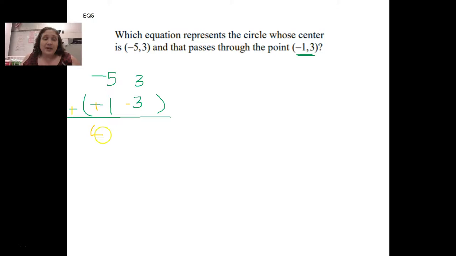We add going down, negative 5 plus 1 is negative 4 squared. That's 16. Just making sure I'm doing it right. Yep. 3 minus 3 is 0. Add it up. That's going to give us 16. The square root of 16 is 4. So we know our radius is 4. So now we just set it up.